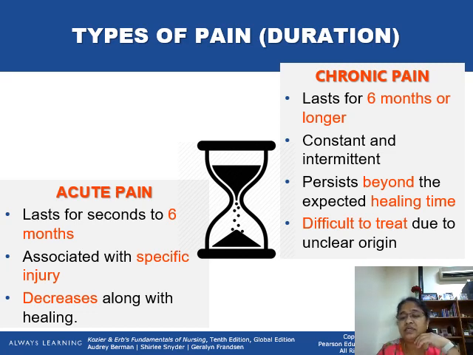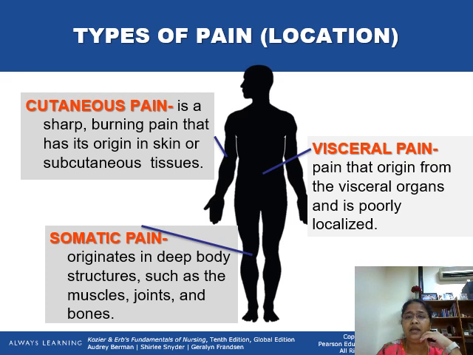Sometimes it is on the right side, sometimes on the left side, sometimes the whole back. Okay, so chronic pain is very difficult to treat, and patients with cancer and some of these chronic diseases also have chronic pain. And based on the location, if it is in the skin, it is a sharp burning pain.